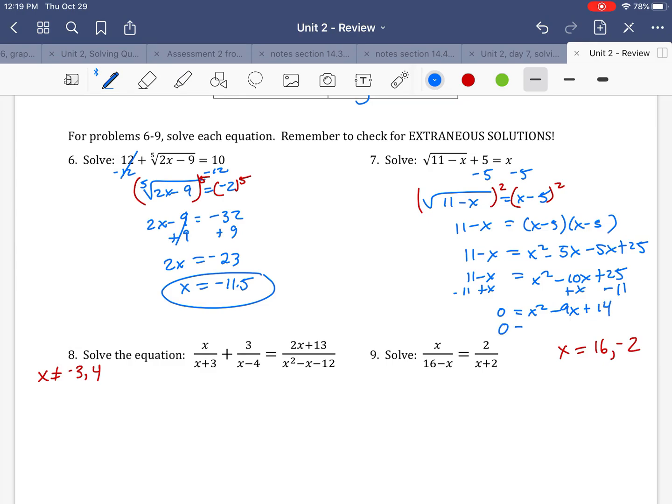All right, so now is my time to factor, because it's a square. So x and x, I would do minus 7 and minus 2 to get that 9 in the middle and also the 14 on the end. So my 2 answers are 7 and 2.